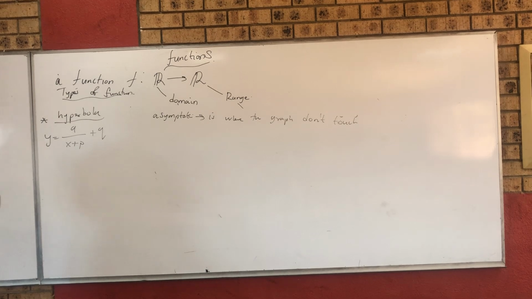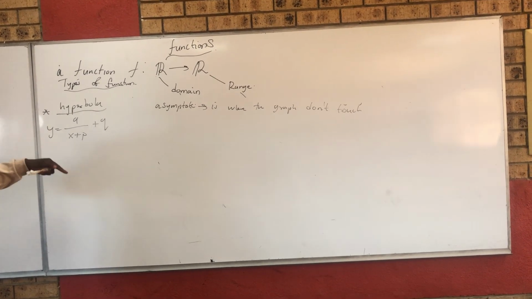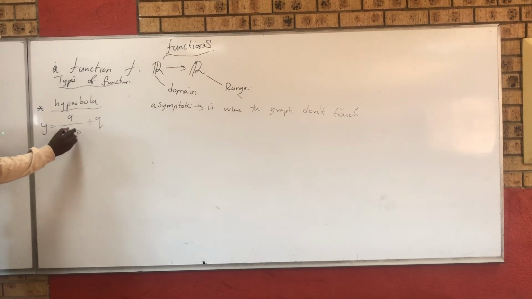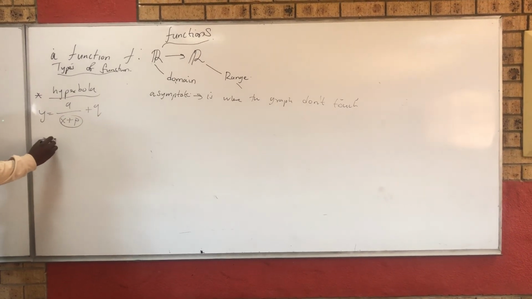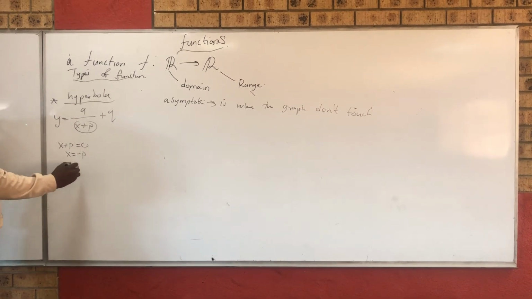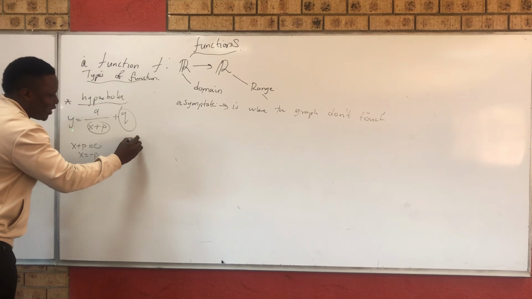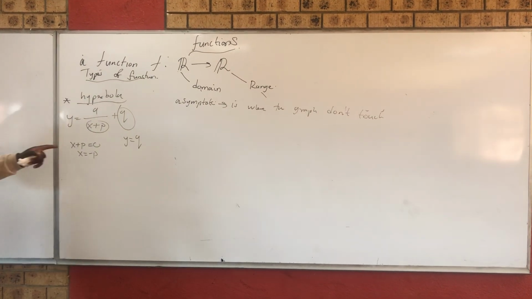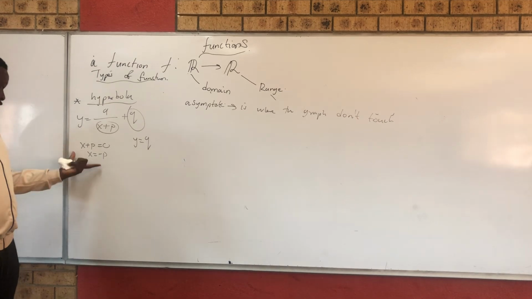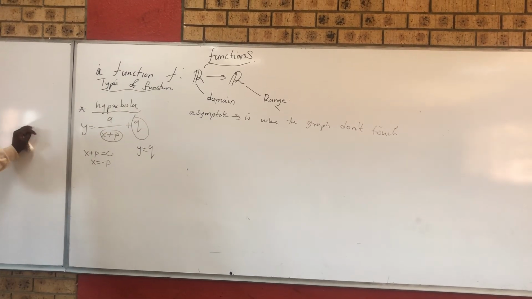Those points where your graph won't touch, you can simply get from the equation. The first asymptote, you're just going to equate this to zero. You'll have x plus p equals 0, which is given as x equals minus p. And the other one is simply the value of q, where you say y equals q. So you know that your graph won't touch this, and your graph also won't touch where x equals minus p.